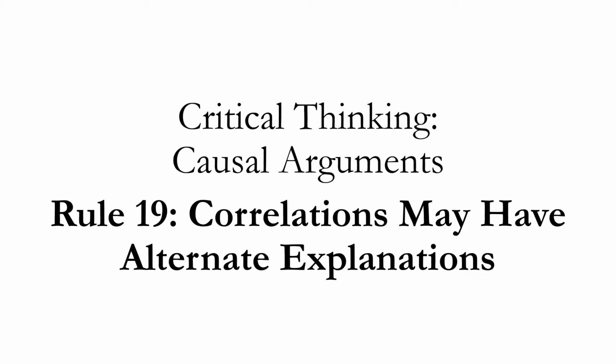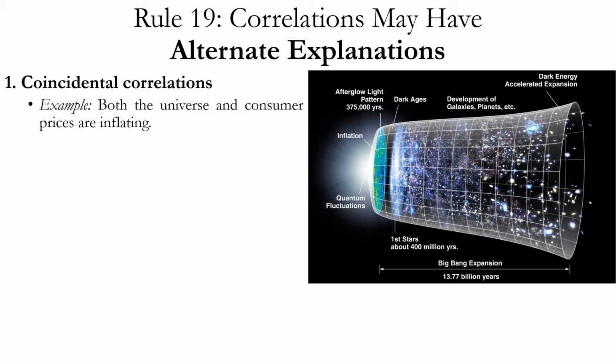Critical Thinking Rule 19, correlations may have alternate explanations. This rule is about looking at correlations and realizing that there could be a causal relation between the two factors to explain the correlation, but there can also be other types of explanations rather than causal between the two factors. So we're going to go through some of the possibilities.